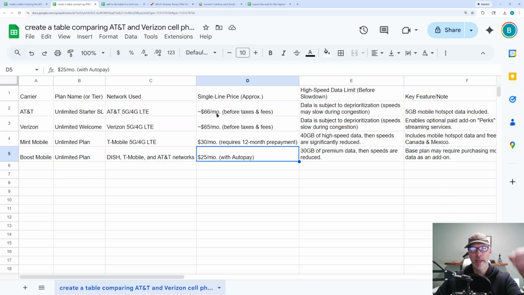You have a certain bucket of minutes that you can use or a bucket of data that you can use, and then it starts throttling you. And so that happens with all of them.